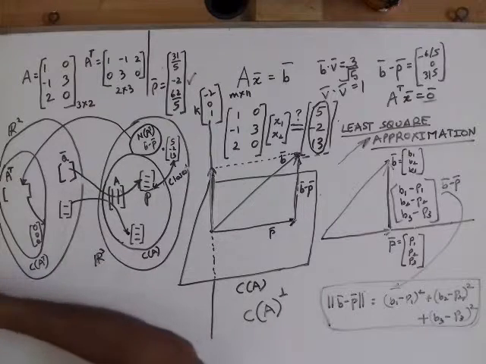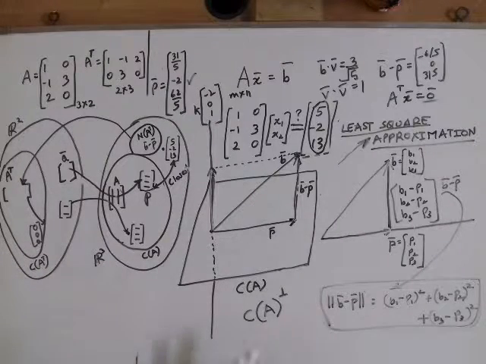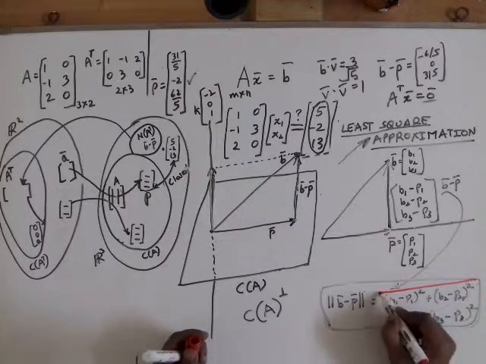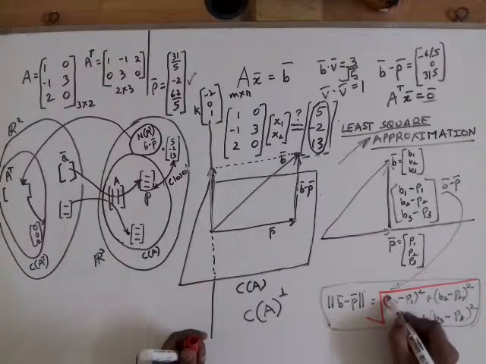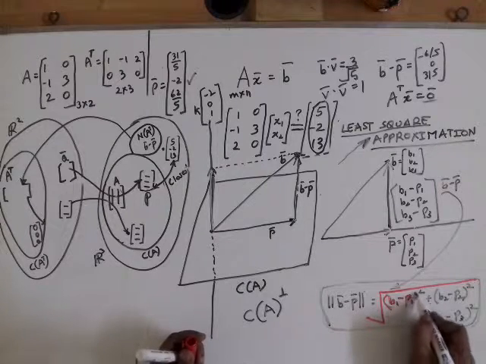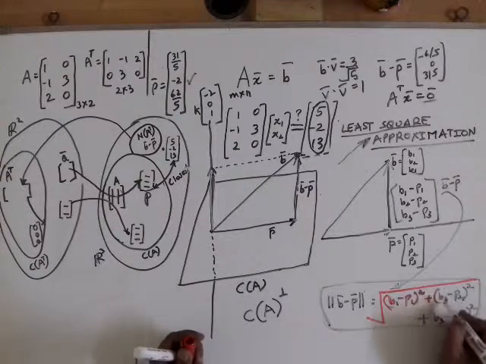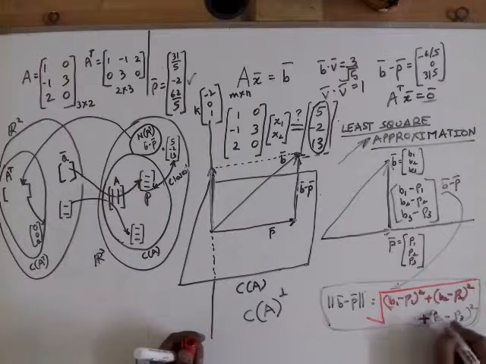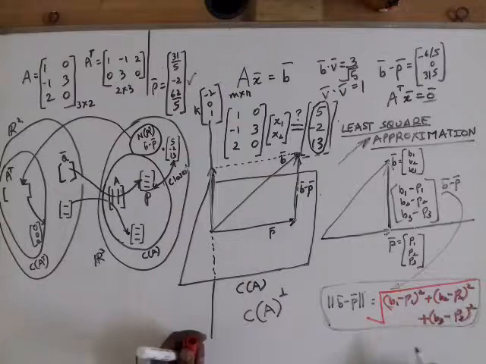I am really running out of pens here. The length of this vector is the square root of B1 minus P1 square plus B2 minus P2 square plus B3 minus P3 square.